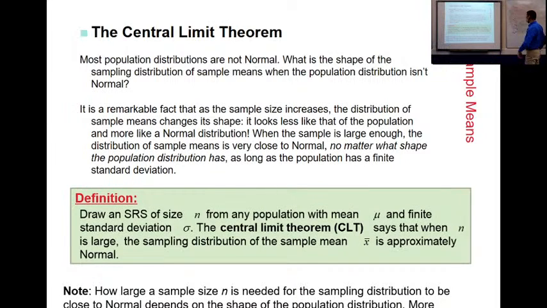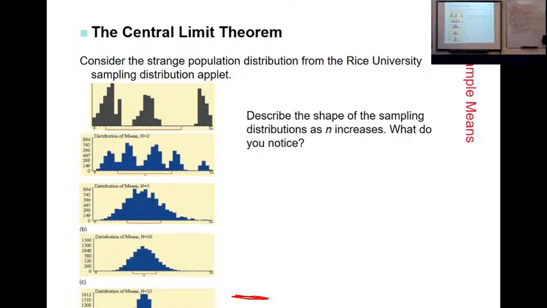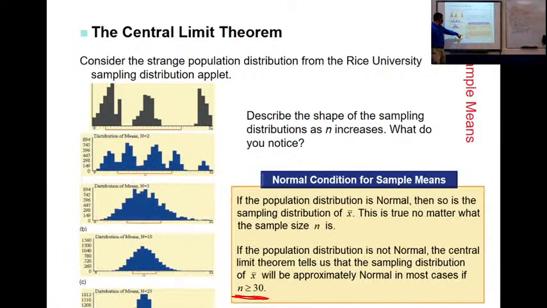If we draw a random sample from any population with a mean and standard deviation, the central limit theorem says that when n is large, the sampling distribution of the sample mean is approximately normal. What do we mean by when n is large? The threshold we're going to use is for n to be at least 30. And so that is the test that we're going to use for means. If we want to know if the sampling distribution is normal, the condition we need to check before we do the problem is: is the sample size greater than or equal to 30?